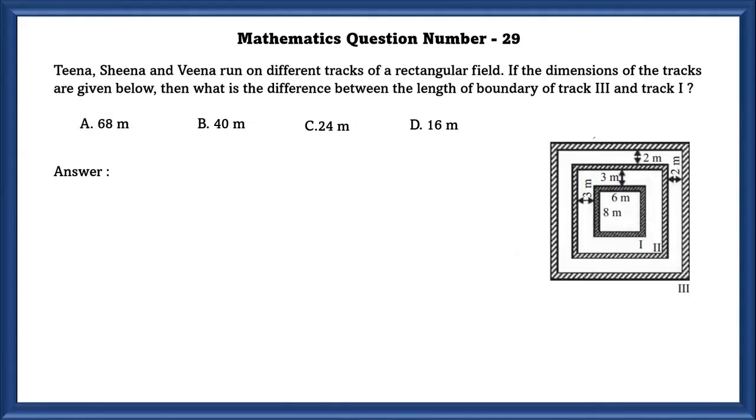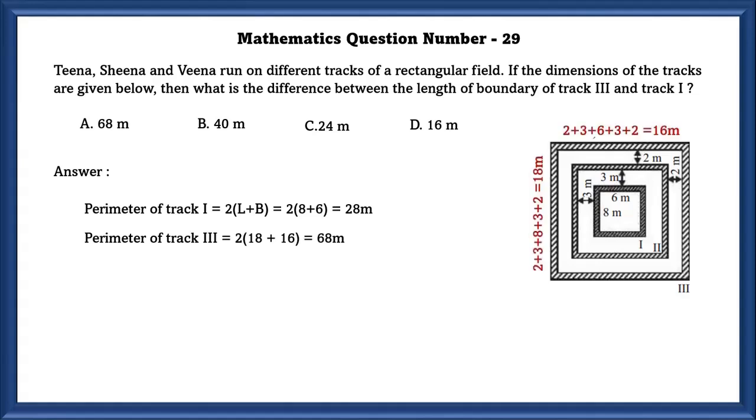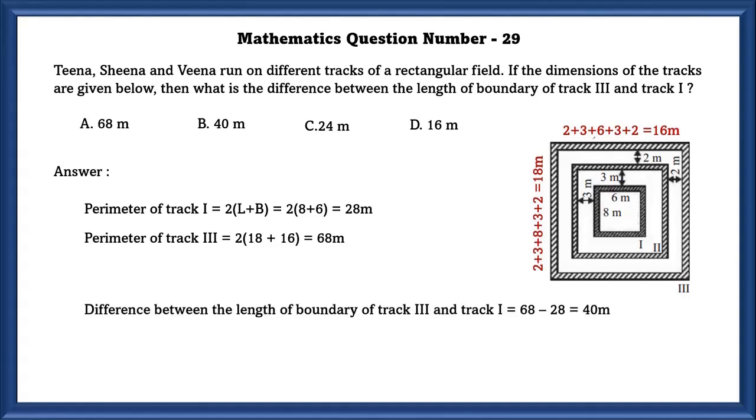Mathematics question number 29. Tina, Sheena and Veena run on different tracks of a rectangular field. If the dimensions of the tracks are given below, then what is the difference between the length of the boundary of track 3 and track 1? Perimeter of track 1 is equal to 2 into 8 plus 6, which is equal to 28 meters. Perimeter of track 3 is equal to 2 into 18 plus 16, which is equal to 68 meters. Difference between the length of the boundary of track 3 and track 1 is equal to 40 meters.